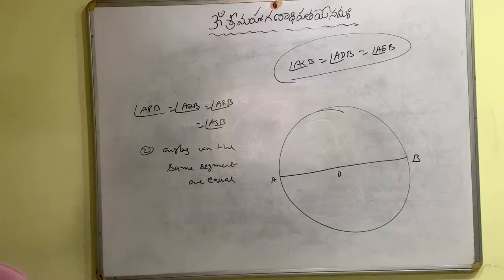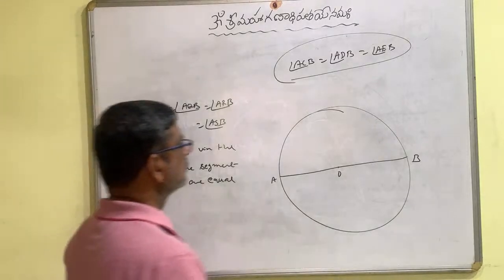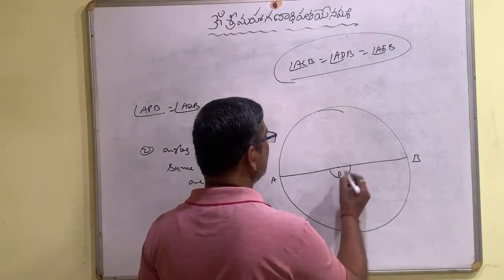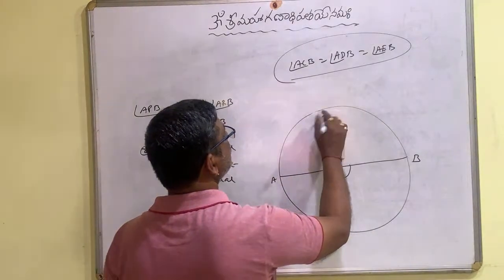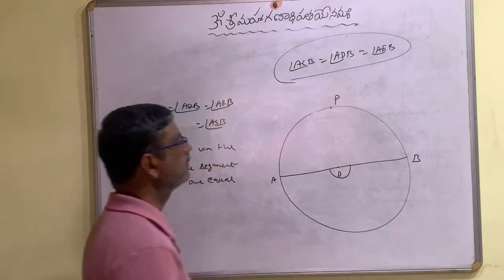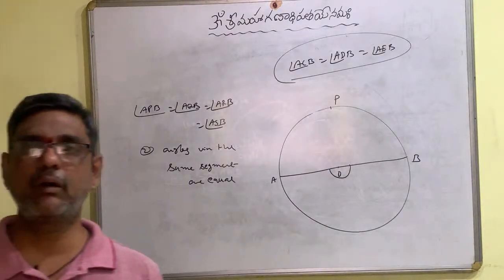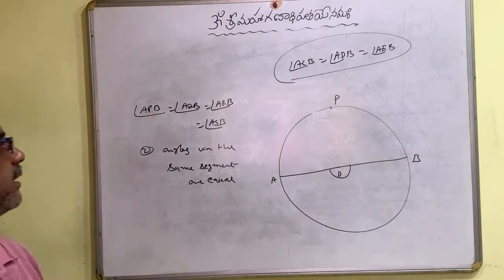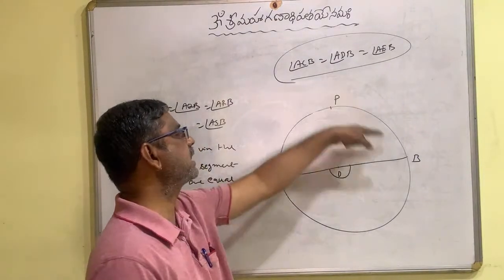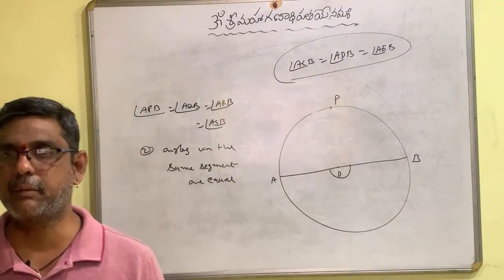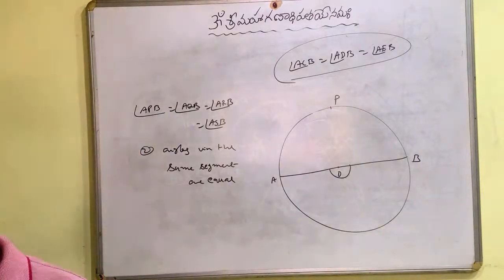Now, this is my central angle. I am taking one point P on the semicircle AB.